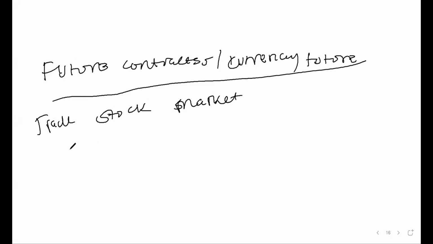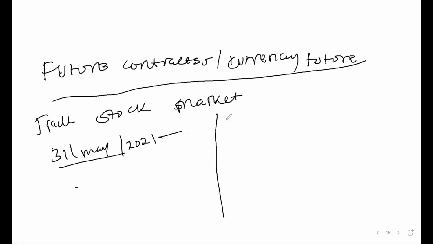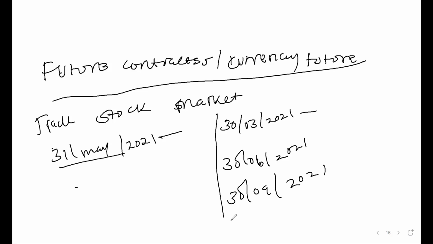If you have a receivable maturing, let's say, on 31st of May 2021, you buy a future which matures on that date, or even a date beyond that. Because they are trading in the market, you might realize the futures there are the standard ones. They have three-month cycles. The first one matures in March 2021, then the next one is 30th of June 2021, then September 2021, then December 2021. These are the standard maturity dates of the futures trading in our stock market.